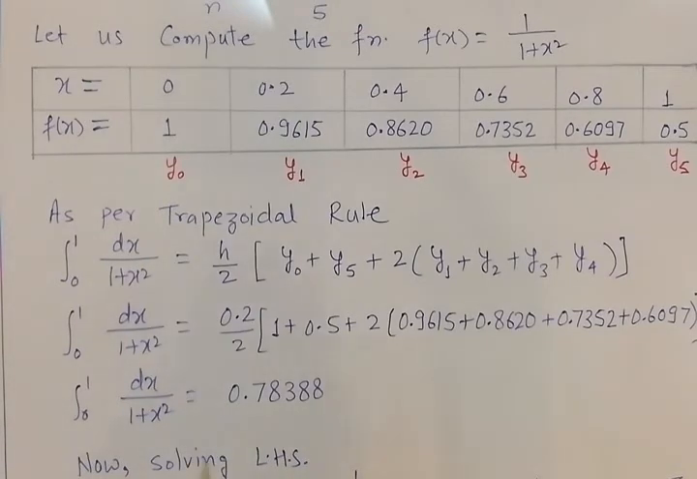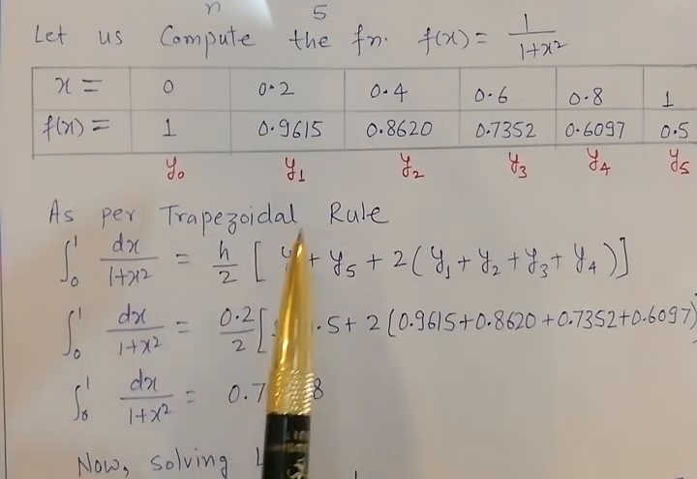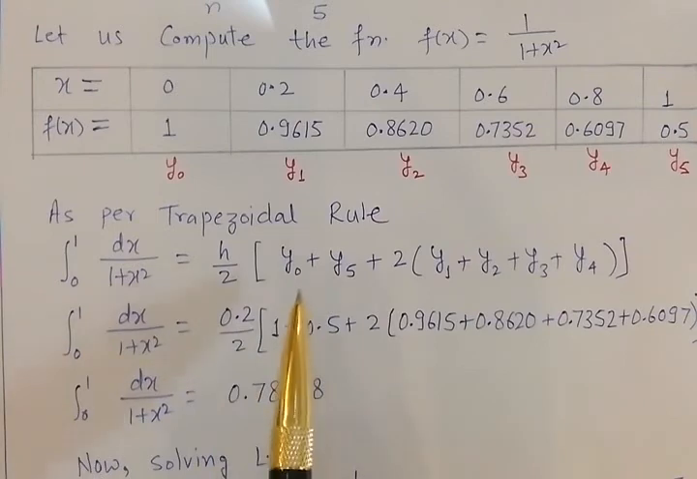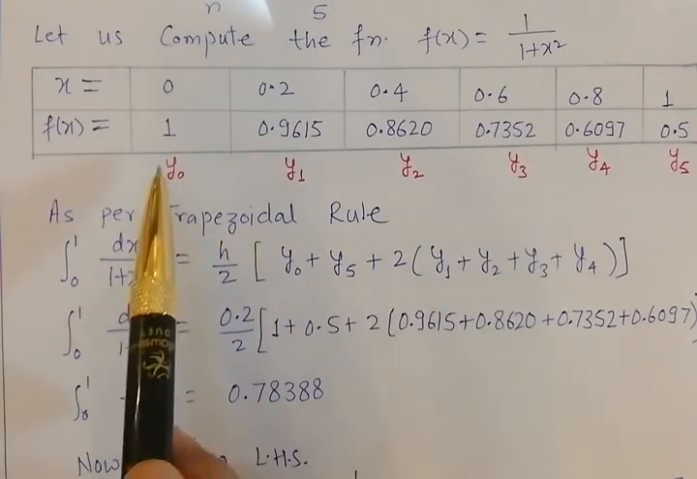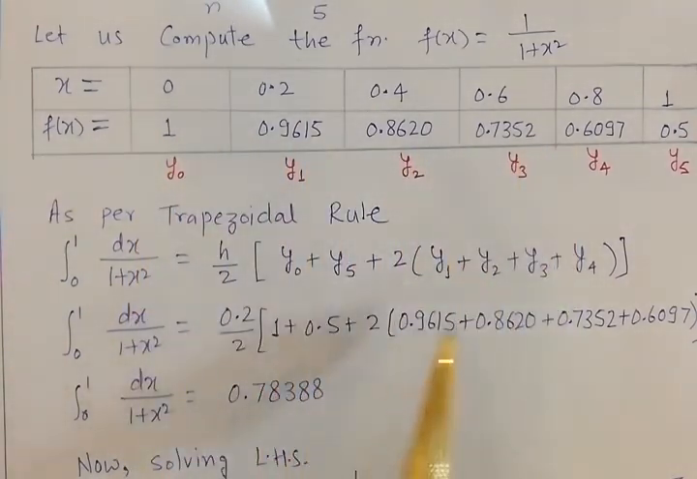Now we have to substitute the values. What is the value of h? 0.2. That is substituted here. y0 to y5, all the values are given in the table. The same values are substituted here, and we have calculated. And the answer has come as 0.78388.